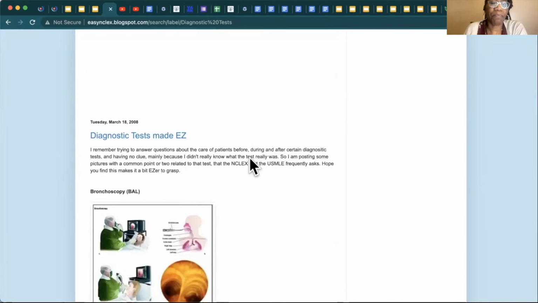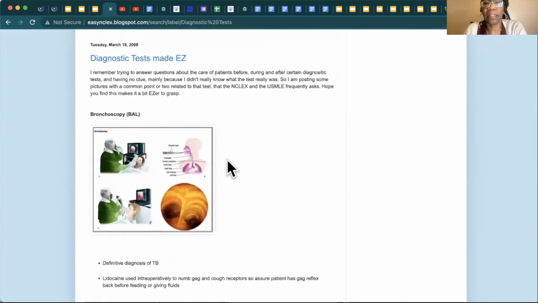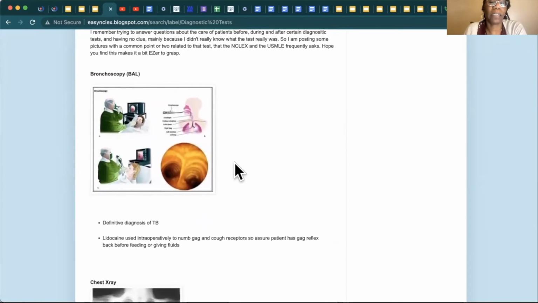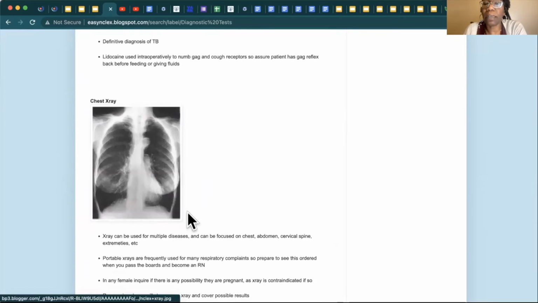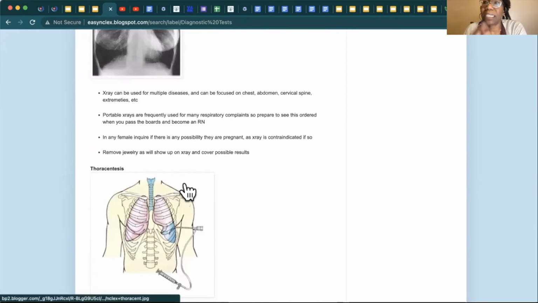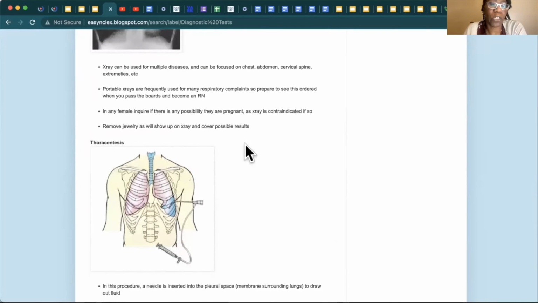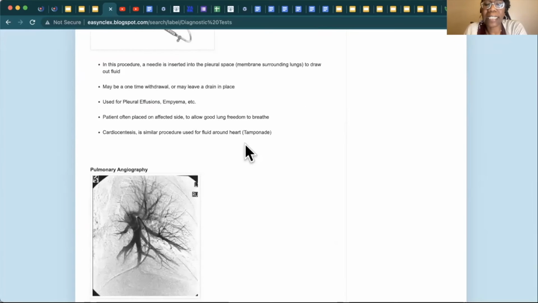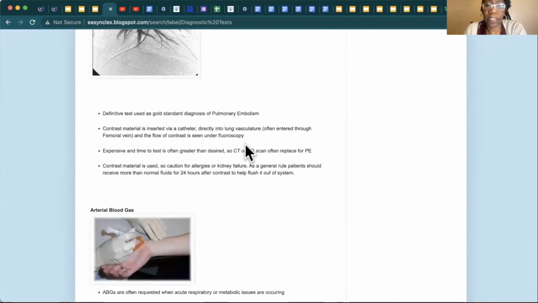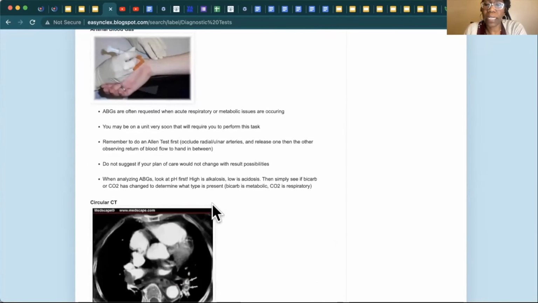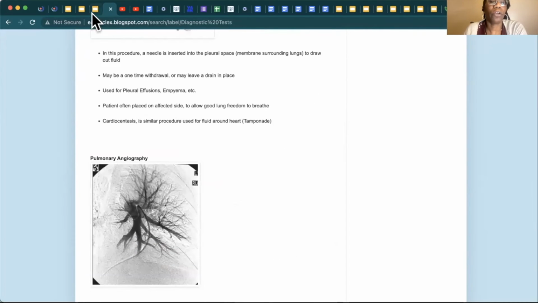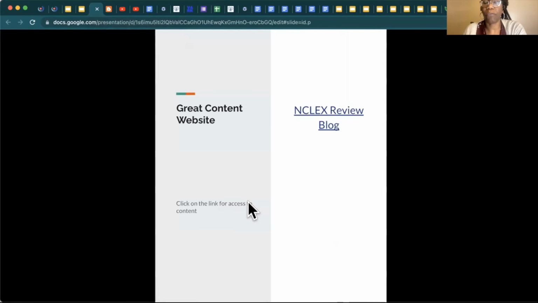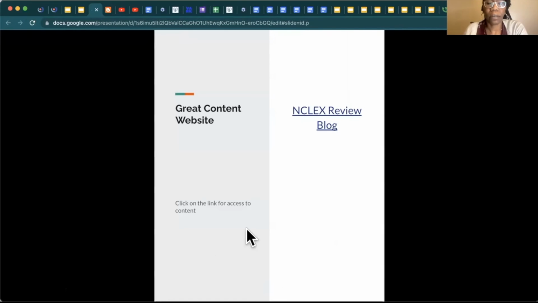All right, diagnostic tests made easy. I love this page. I love to reference this page because do you know what happens in a bronchoscopy? Are you clued in as to all that you need to consider in terms of nursing interventions for patients undergoing X-ray, thoracentesis, pulmonary angiographies, even ABGs? This is a helpful little stop to make in your NCLEX study journey if you find that you need something to help you with content review.